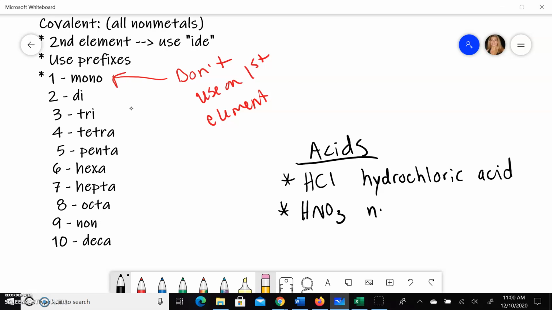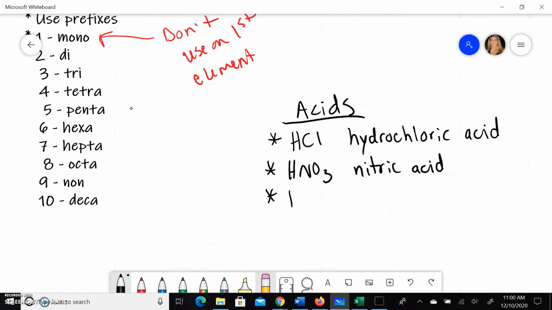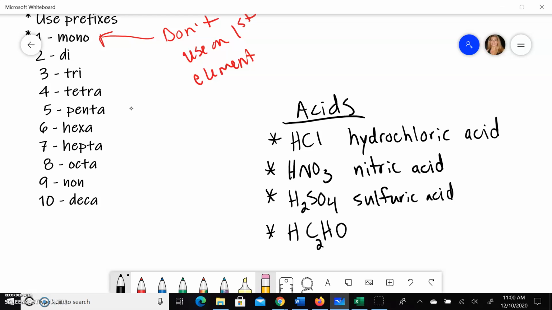HNO3 is called nitric acid. H2SO4 is sulfuric acid. And if you have H and then acetate, so I always remember acetate is C2H3O2, this is called acetic acid. And those are the only 4 acids that you might see. That is all you need to know about naming, but like I said, make sure you practice this on the review packet.